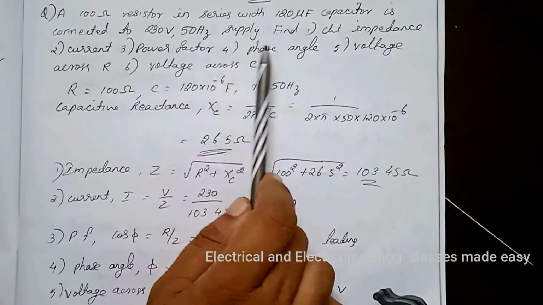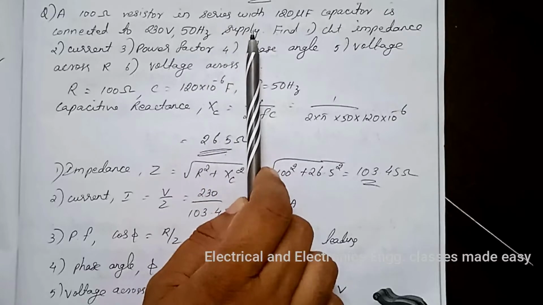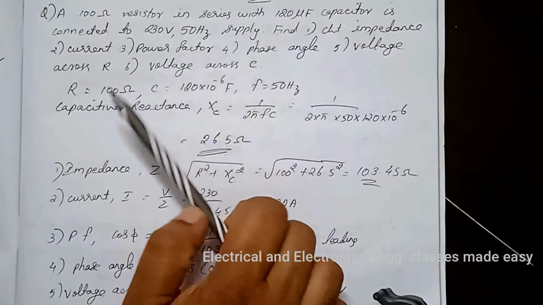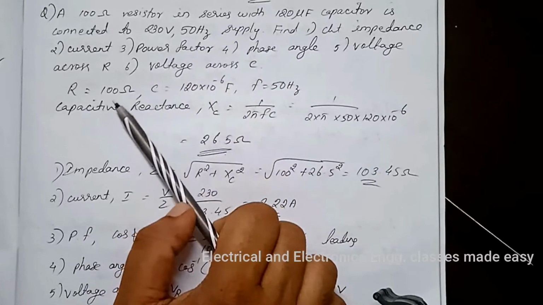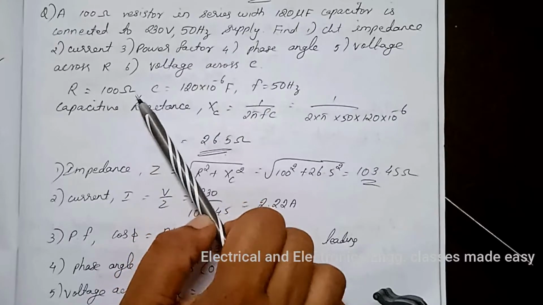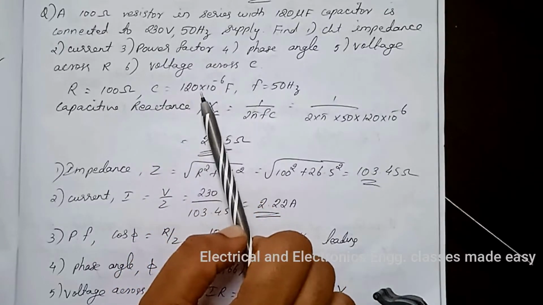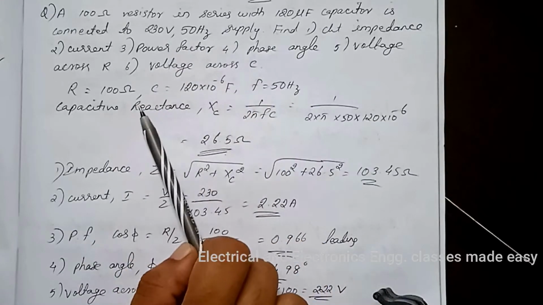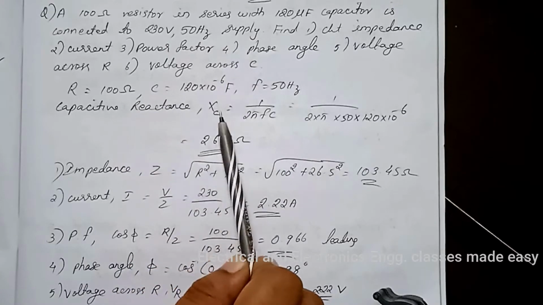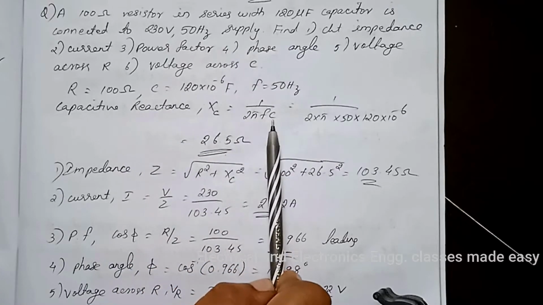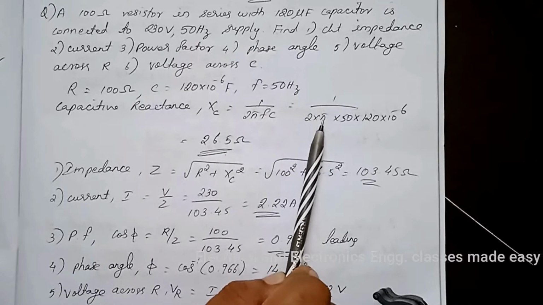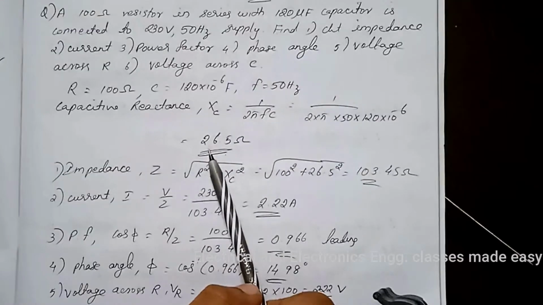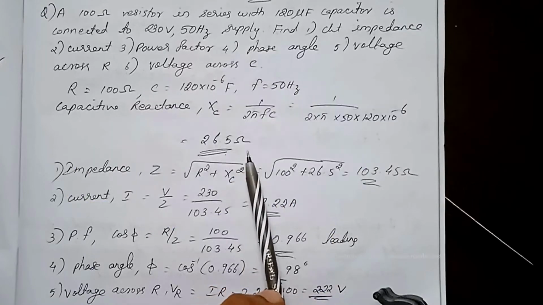So this is in the form of RC series circuit, with resistance equal to 100 ohm, capacitance C equal to 120 into 10 raised to minus 6 farad. Frequency is 50 Hz. So first we have to find the capacitive reactance XC equal to 1 by 2 pi fC. That is equal to 1 by 2 into 3.14 into 50 into 120 into 10 raised to minus 6, and we get 26.5 ohm.